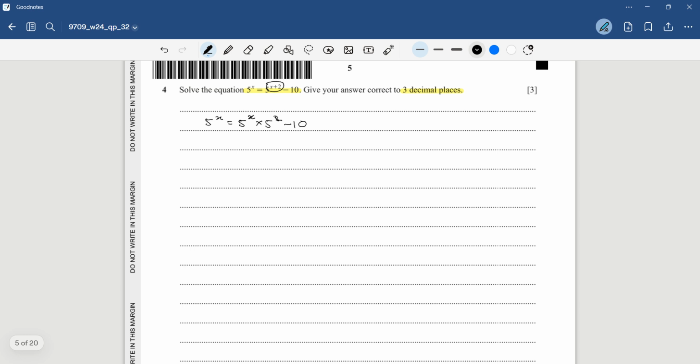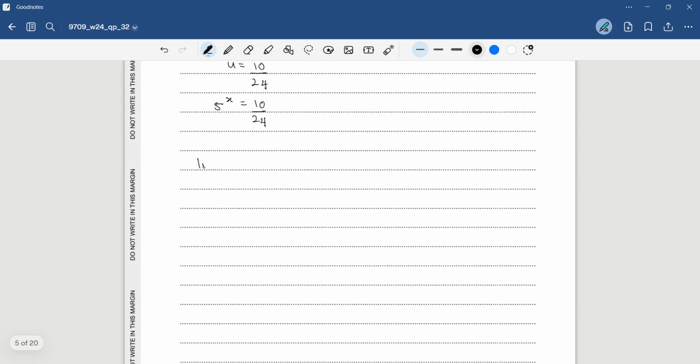If you want, you can let 5 to the power of x equal u. I just put let 5 to the power of x equal u, so it's easy for you to calculate. But if you don't want to, you can leave it like this also, it doesn't matter. So u equals u times 5 squared, which is 25u, minus 10. So you rewrite: 24u equals 10. So u equals 10 over 24. So 5 to the power of x equals 10 over 24, because the u here is actually 5 to the power of x. So I introduce ln on both sides. So ln 5 to the power of x equals ln 10 over 24.